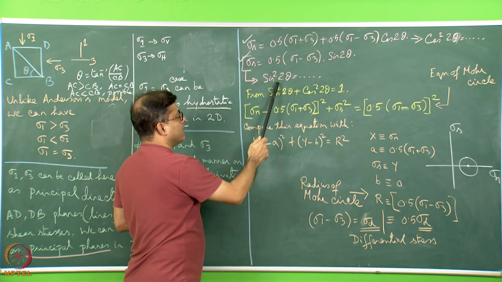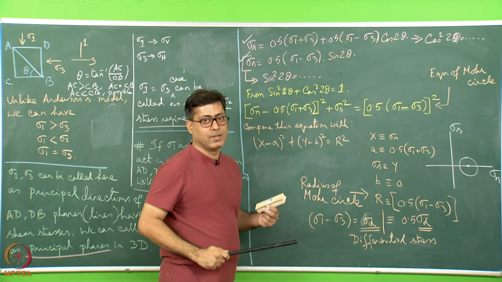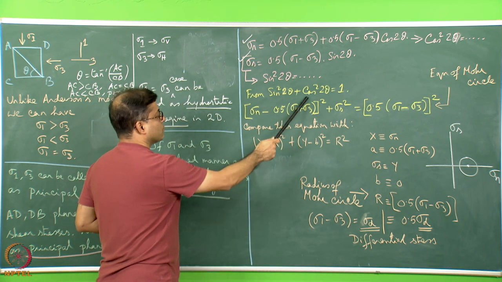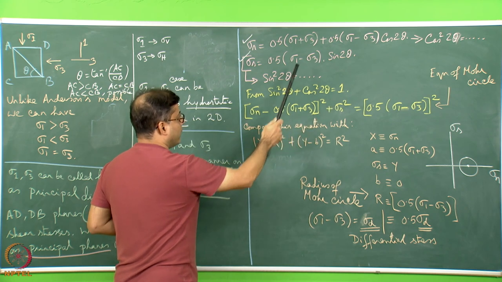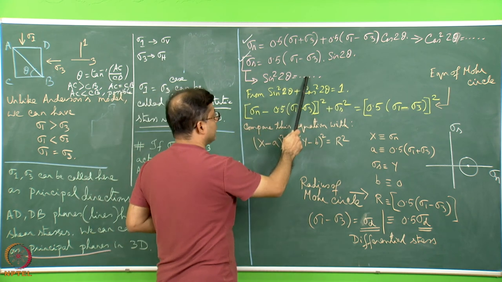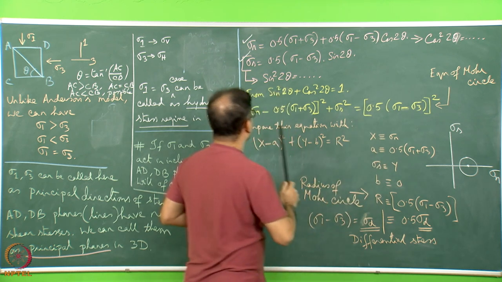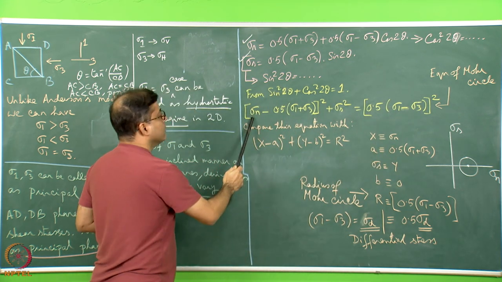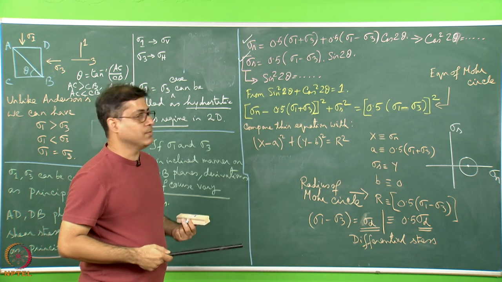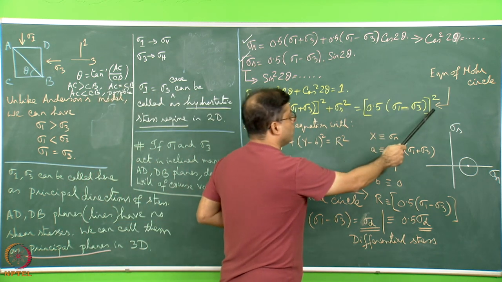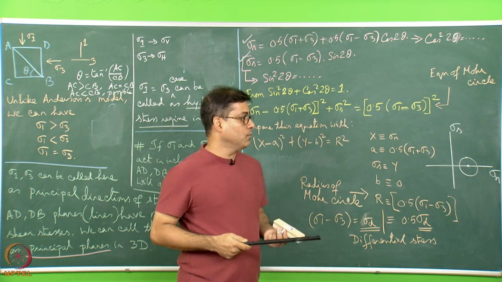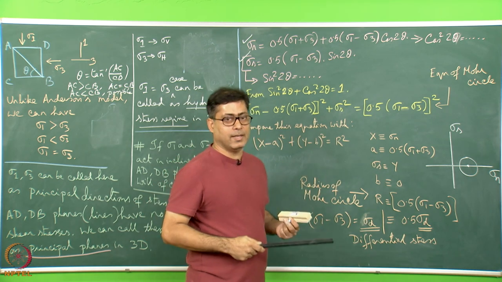From there I can write sine square 2 theta is how much. Now we know the trigonometric relationship sine square 2 theta plus cos square 2 theta equal to 1. If I do that from these expressions, this expression and that expression, we get back this particular expression, which you see has no 2 theta or theta terms. So this is the equation of the Mohr circle that we have deduced, and we will prove why it is a circular equation and how it looks like.